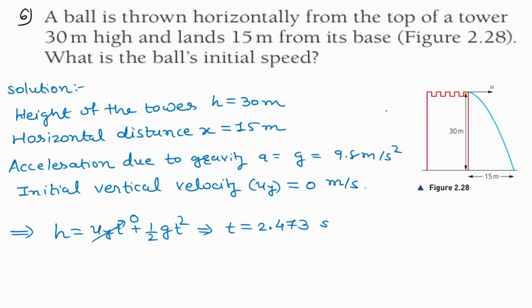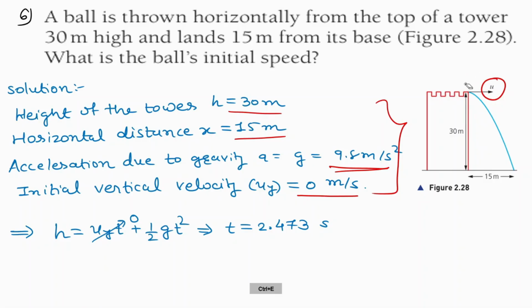Now here I write the given data. Height of the tower is 30 meters. Horizontal distance is 50 meters. They didn't mention gravity, acceleration, so in those cases we need to consider g. The initial vertical velocity Uy is 0. Why? Because there's only a horizontal component, there's no vertical component over here. So we take Uy as 0, and Ux is clear.